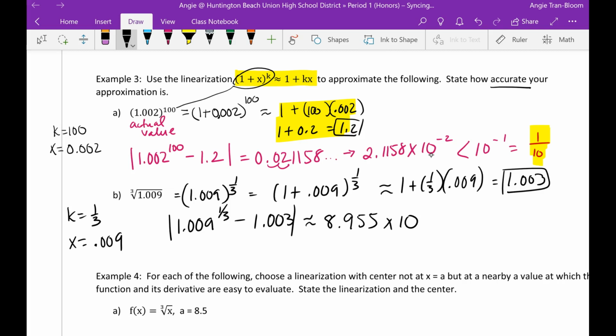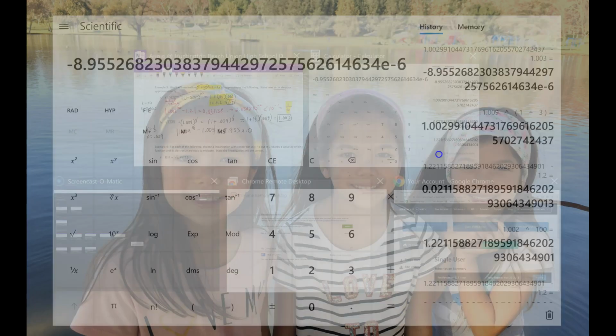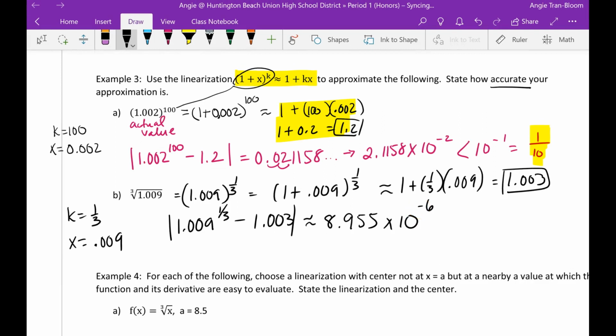So 10 to the negative 6. Wow, this one, the difference is really small. Would you agree? It's not even a big deal at all. So the difference is definitely less than 10 to the negative fifth. Oh my gosh, 10 to the negative fifth, that's like 5 zeros on the bottom, right? 1, 2, 3, 4, 5. That's like 1 out of 100,000. So the difference is so small, but the work was so much faster. Okay, so there you go.